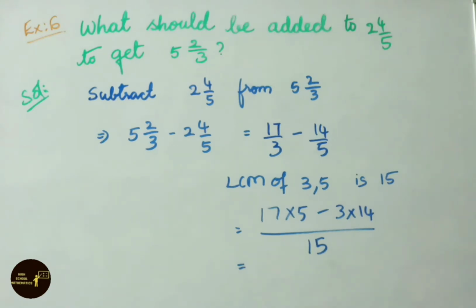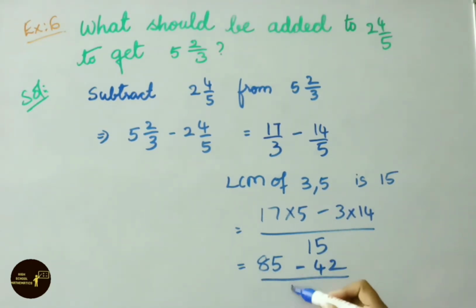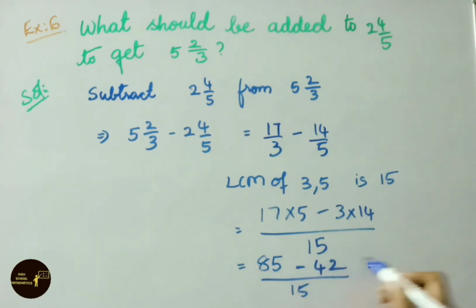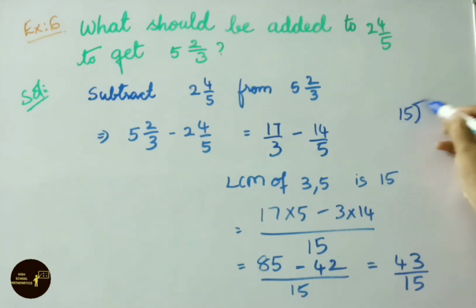That equals 17 5s are 85 minus 3 14s are 42, by 15. That equals 5 minus 2 is 3, 8 minus 4 is 4. So 43 by 15 is the answer. Still this can be further simplified by doing the division with 15. 15 2s are 30. If we subtract, 3 minus 0 is 3, 4 minus 3 is 1. So the answer is 2 13 by 15.